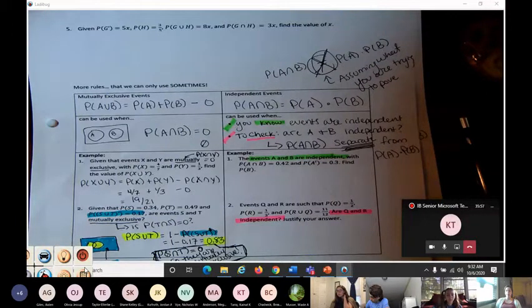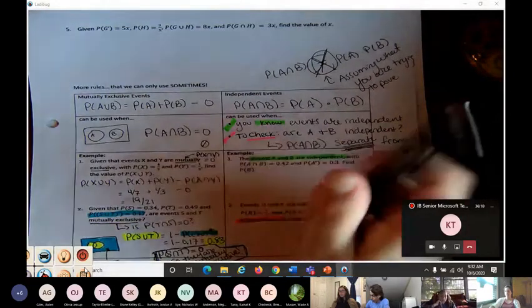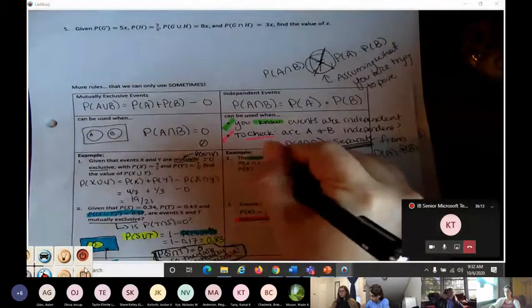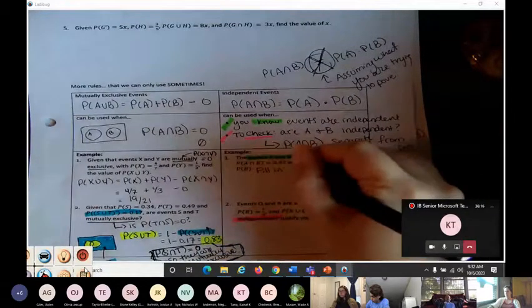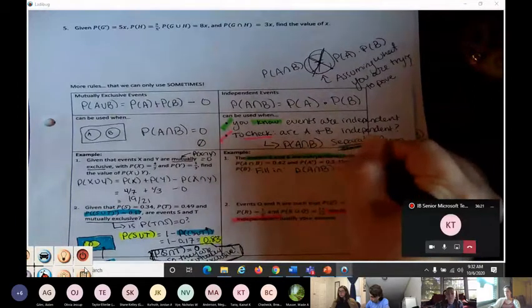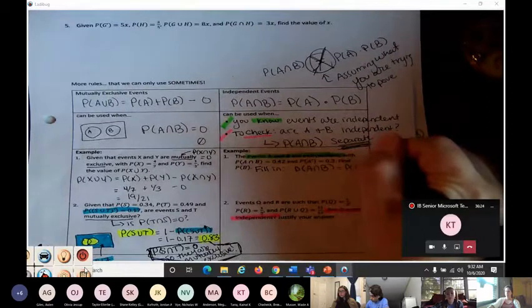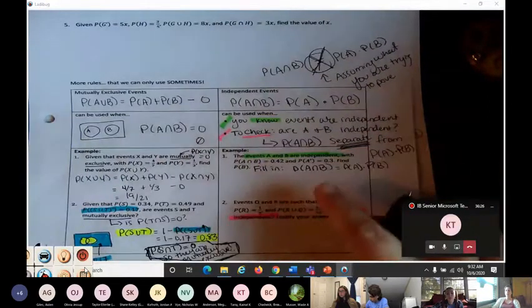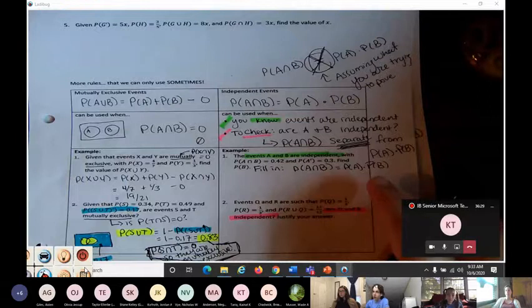So in example 1, it says events A and B are independent. So we know that the two values are already equal. And then it asks us to find P of B. So our goal is to fill in the equation given, P of A intersect B equals P of A times P of B. We know that this equation is already true because it tells us that they are independent. So we can write it out right now. We want to fill this in as much as possible.